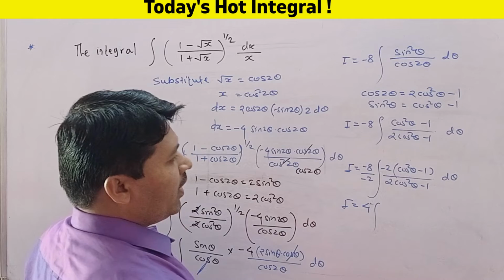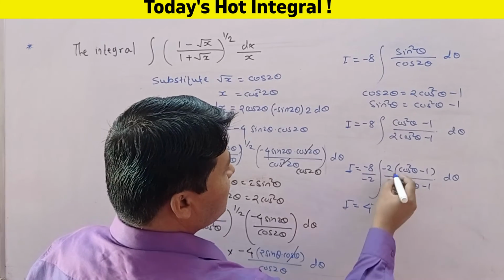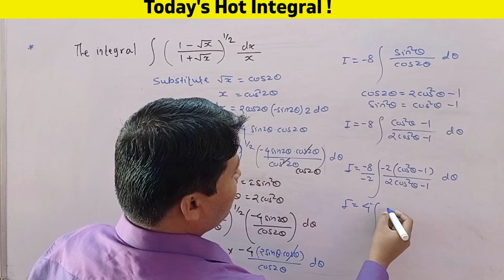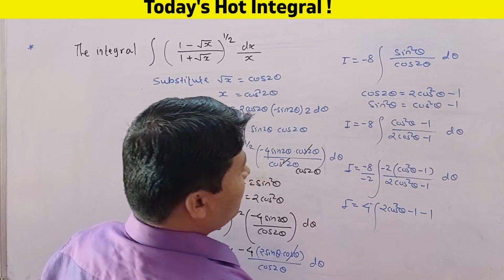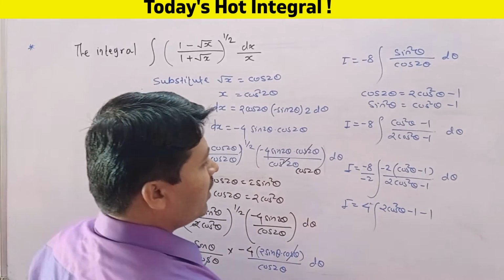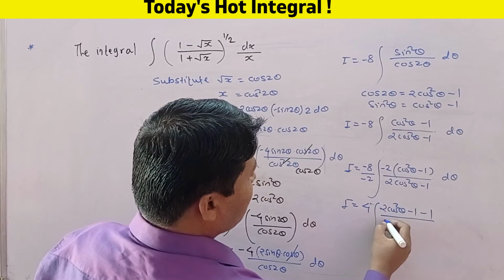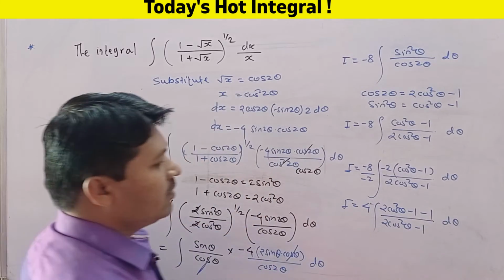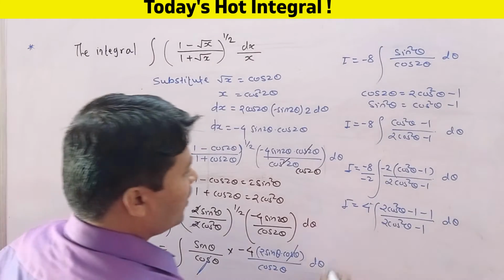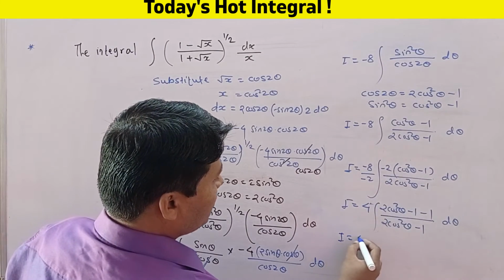Yes, okay. And this term we can write as minus 2. That means this term, 2 cos square theta minus 1, we can write as minus 1. Yes, okay. And divided by this term, 2 cos square theta minus 1, and d theta. This is the arranging. Yes, okay. Therefore this term is equal to 4.